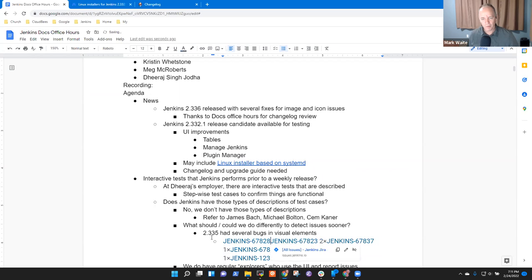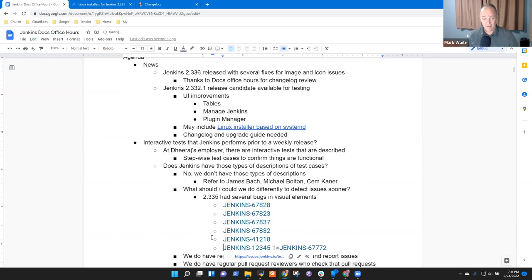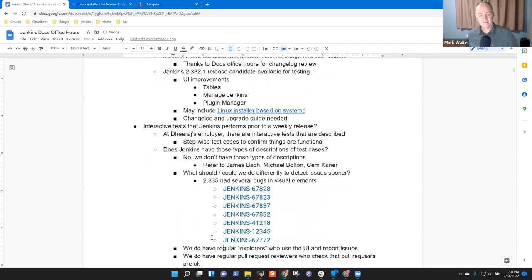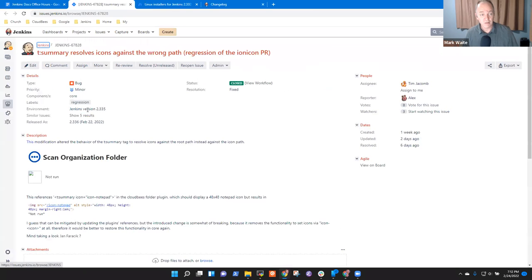So those kinds of reports, what could we do to avoid them? There are several of them where we'd say, well, let's see, what could we do? Oh, sorry. One of those is bogus. We'll delete that one. It's nonsense. So if we look at those, let's look at this one. An organization folder scan when it is not run was missing an icon, but only when it was not run. If it had been run, the icon was correct.